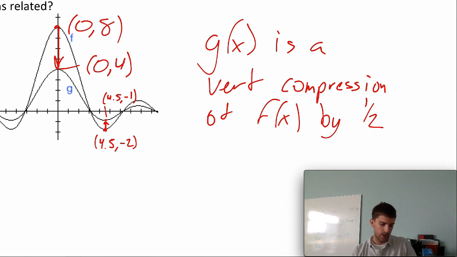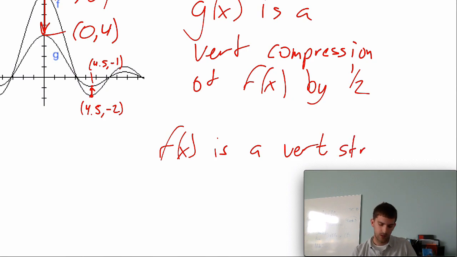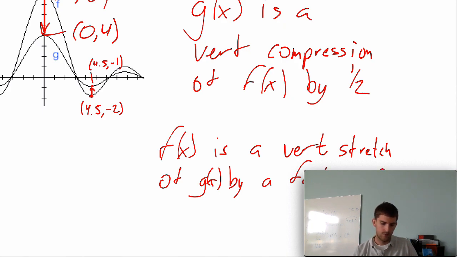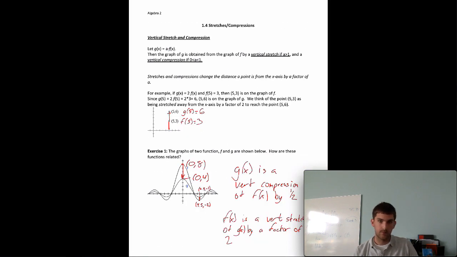You could go the other way, and you could say f of x is a vertical stretch of g of x by a factor of 2. Let me shift that a little bit. Wow, I cannot get that on the screen. Sorry, f of x is a vertical stretch of g of x by a factor of 2. I typically will go from f to g, so what did we do to f of x to get to g?